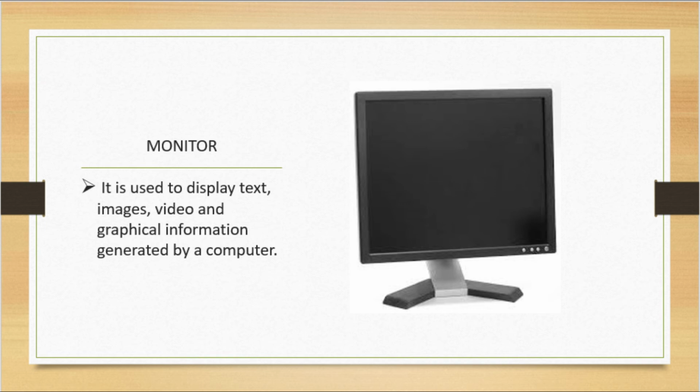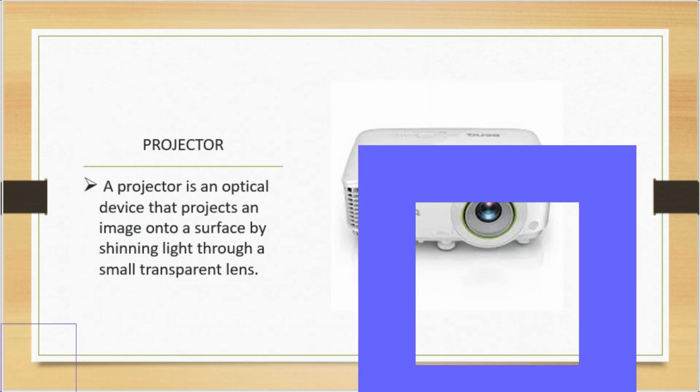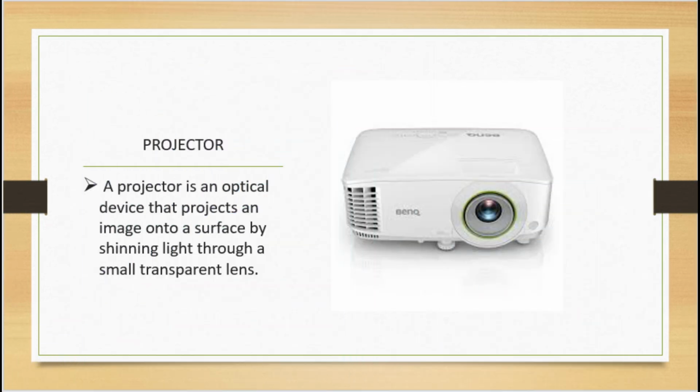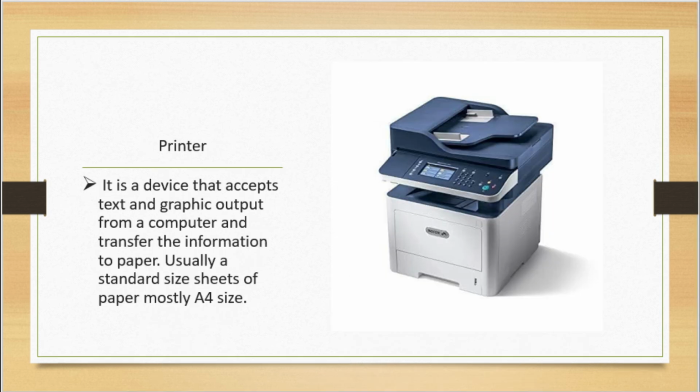The monitor is used to display text, images, videos, and graphics information on the screen. A projector is used to project an image from a screen onto a surface. It's a projector, as you see on the screen. Next up is the printer. A printer is a device that takes a text or graphics output from a computer and transfers it onto paper.